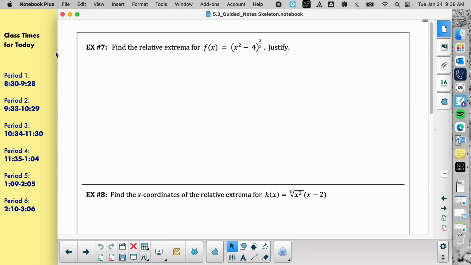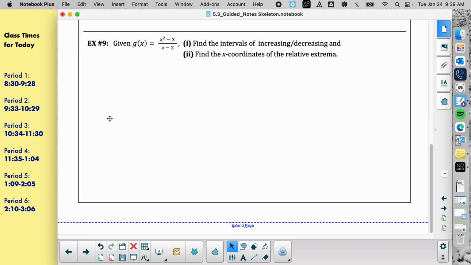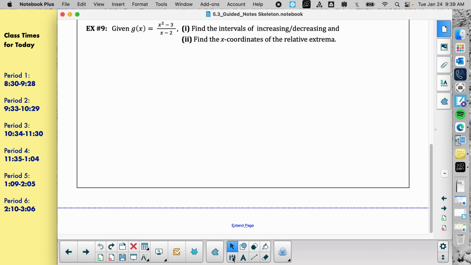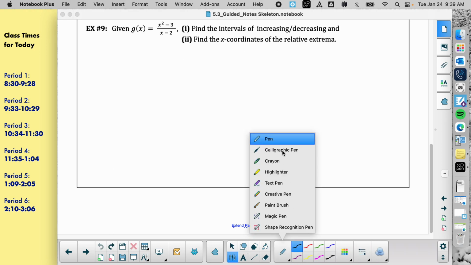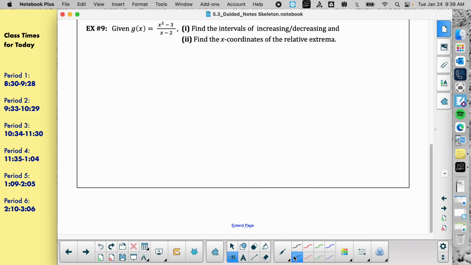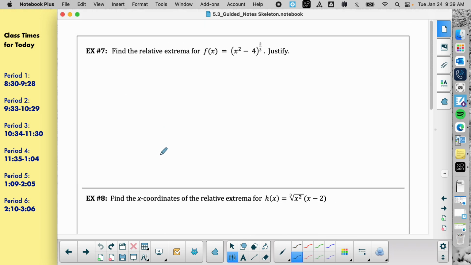Okay. Well, first thing we need to do is find the derivative. Okay, so f prime of x is going to be 2/3 x squared minus 4 to the negative 1/3 times 2x. All right.